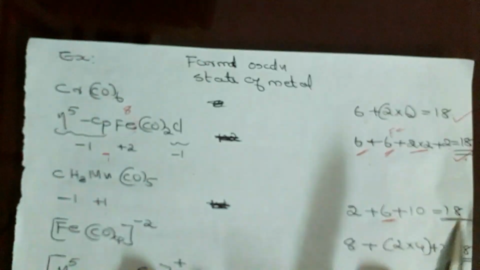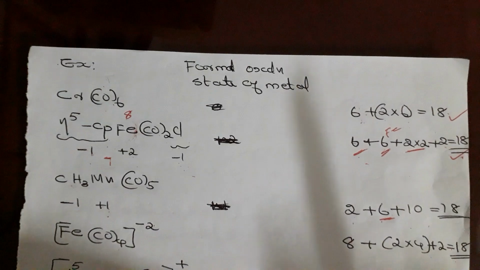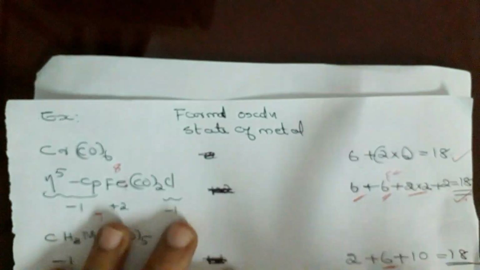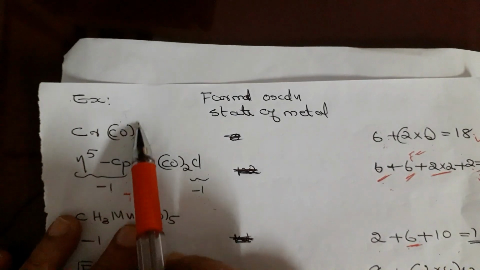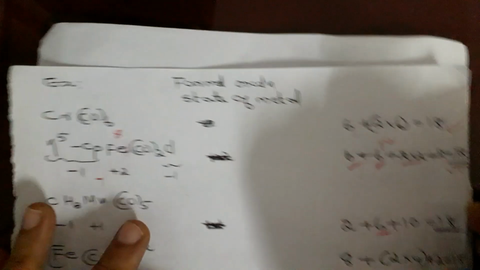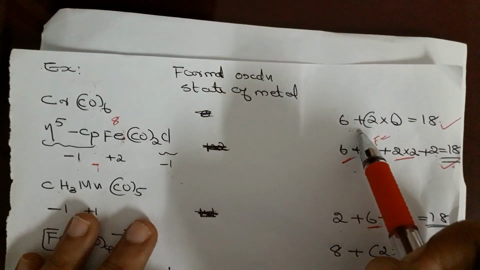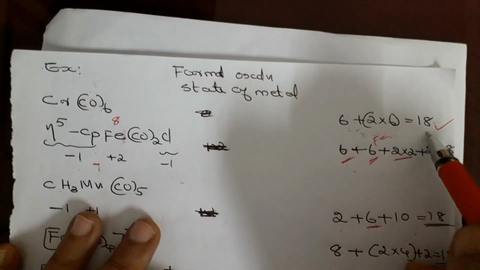Then we can calculate some examples. Here Cr(CO)6. Here there is nothing to change, because CO has 0 charge, so no problem, like the neutral atom method. Cr 6 plus 2 into 6, total 18.